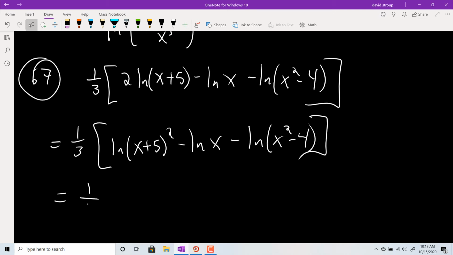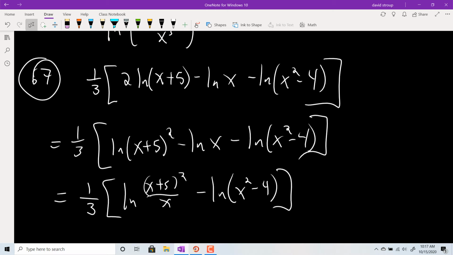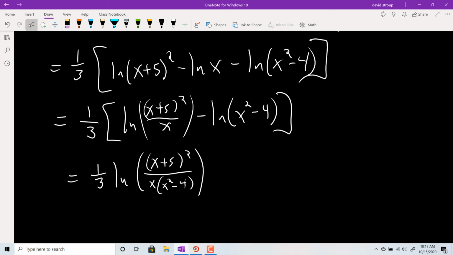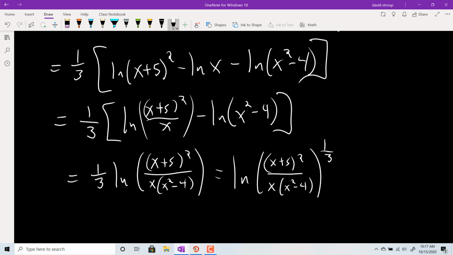I can combine the first two using the quotient rule. So ln of (x plus 5) squared all over x, minus ln of (x squared minus 4). Okay. And then I can use another quotient rule, and I'll have 1/3 ln of (x plus 5) squared all over x times (x squared minus 4). And then finally do the power rule. So ln of (x plus 5) squared all over x times (x squared minus 4), raised to the 1/3 power, or the cube root power. Okay? If you'd rather, ln of the cube root of (x plus 5) squared all over x times (x squared minus 4).